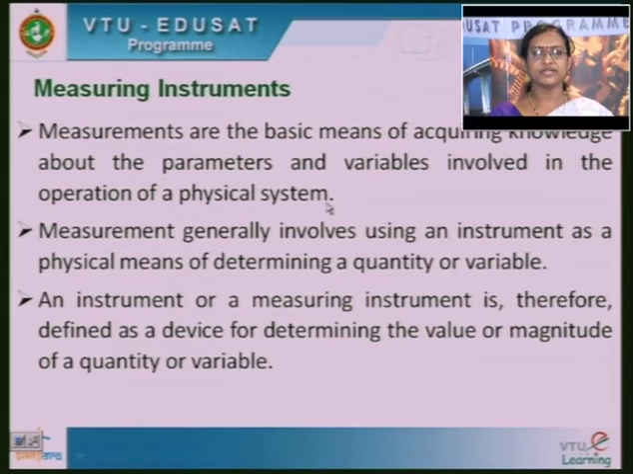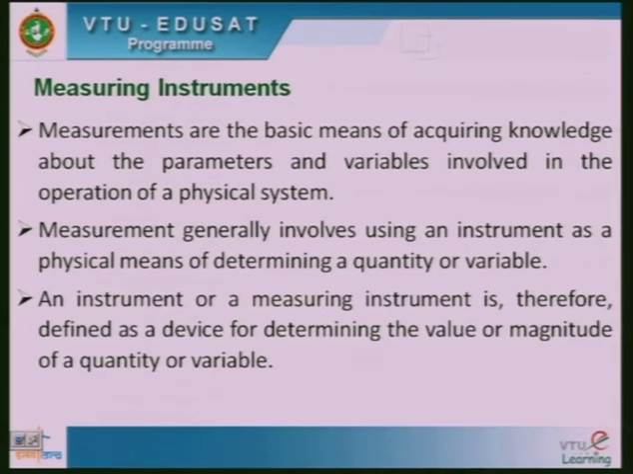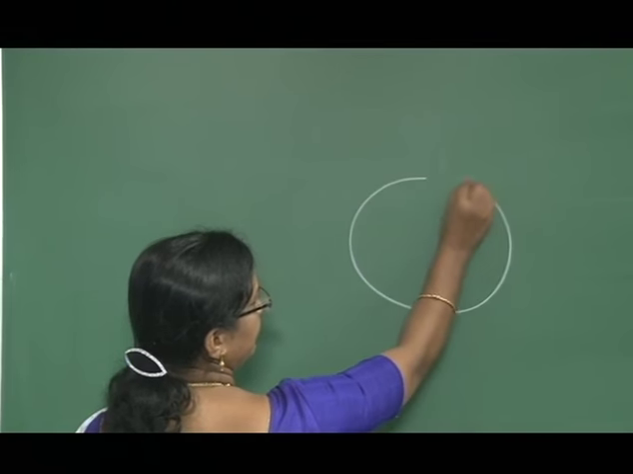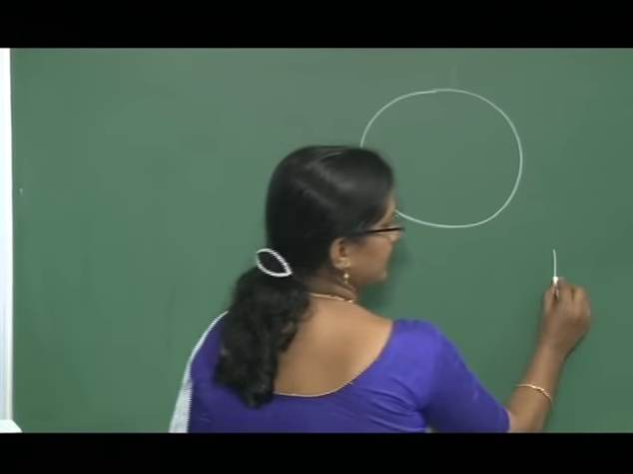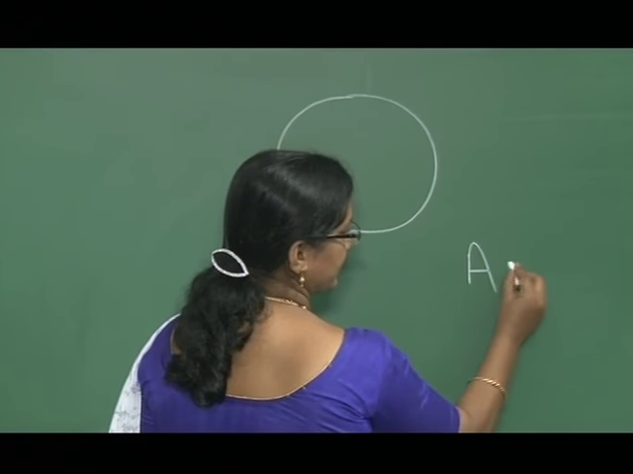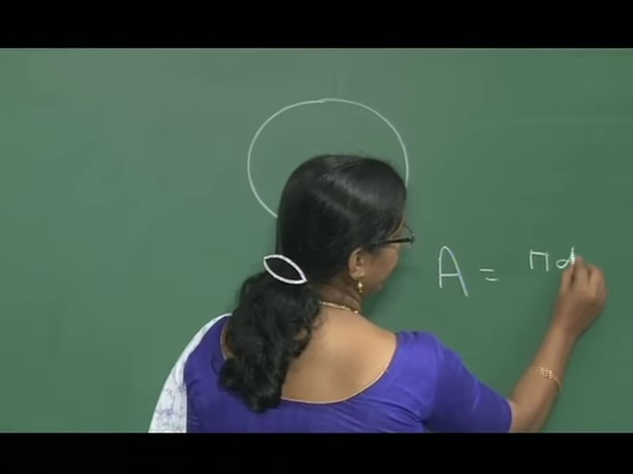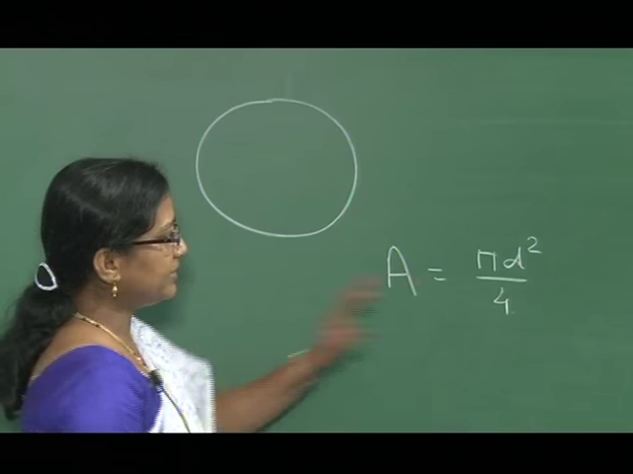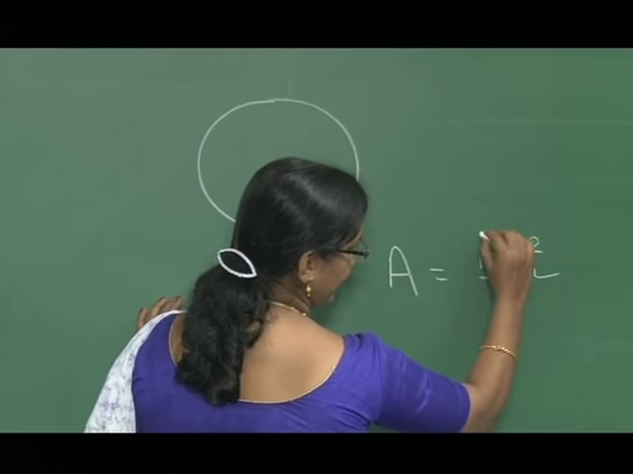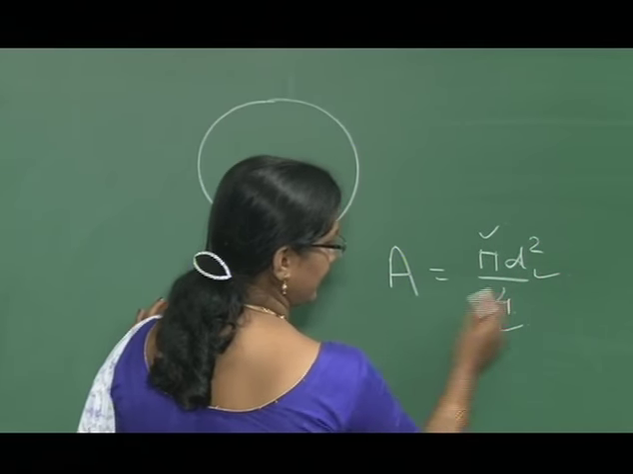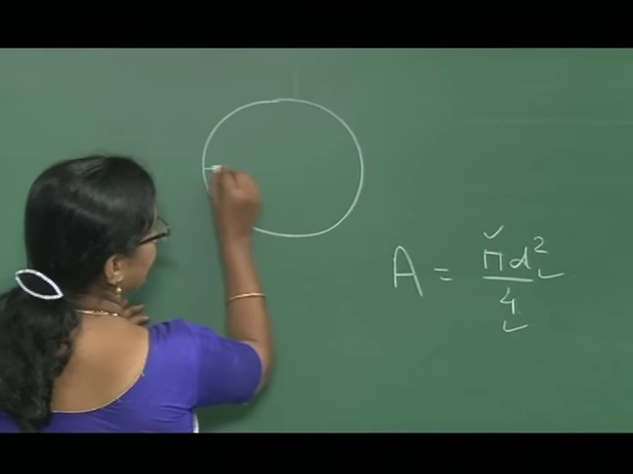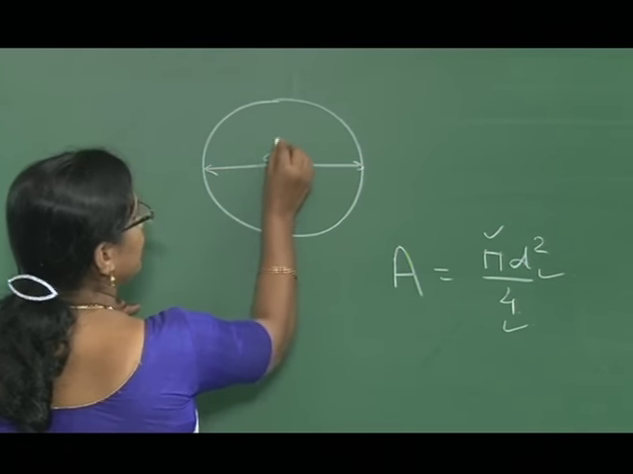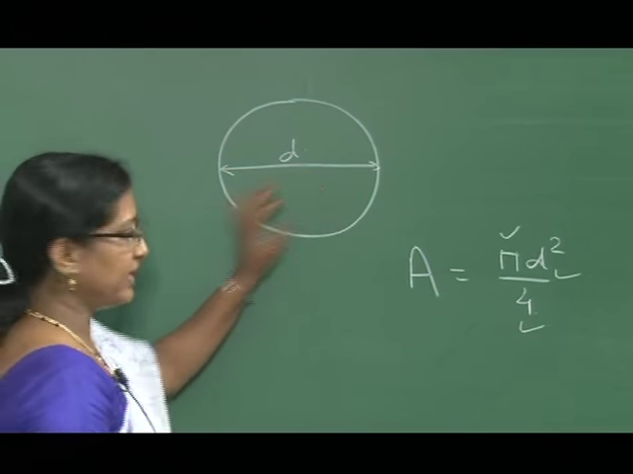For example, when you are calculating the area of a circle or the area of a square. When you consider the area of a circle, what parameter is required? The equation is A = πd²/4. This is the standard equation we are using. The parameter to be measured is only d, because π is constant and 4 is constant. The parameter to be measured is the diameter of the circle. To measure the diameter of the circle, we are going to use the scale.